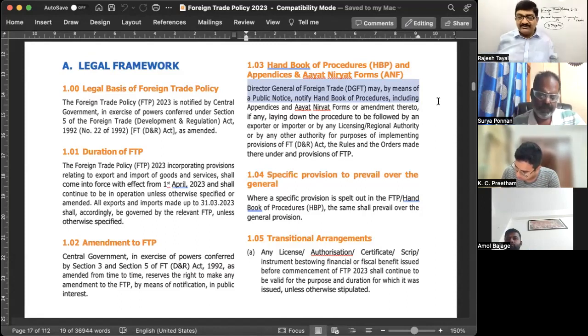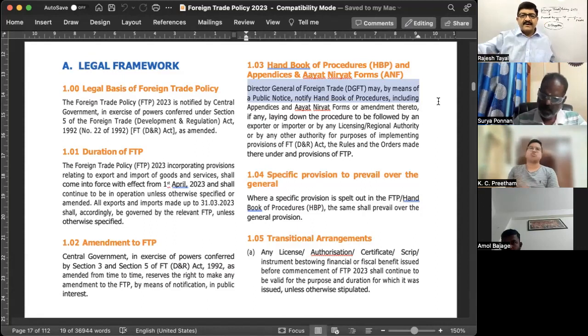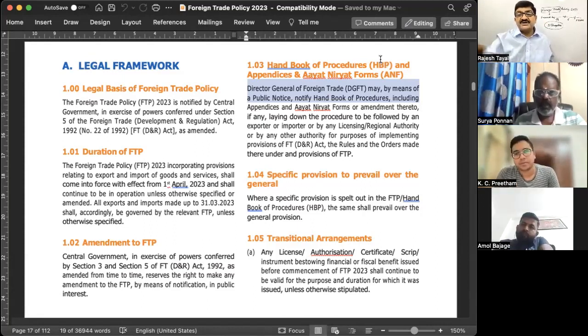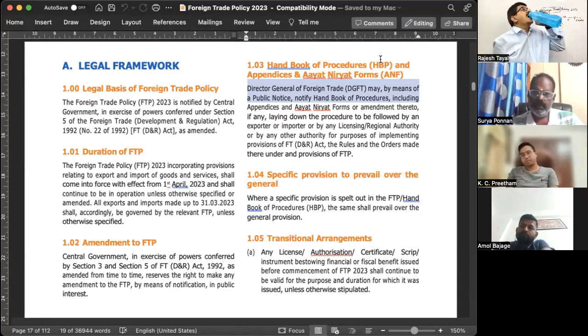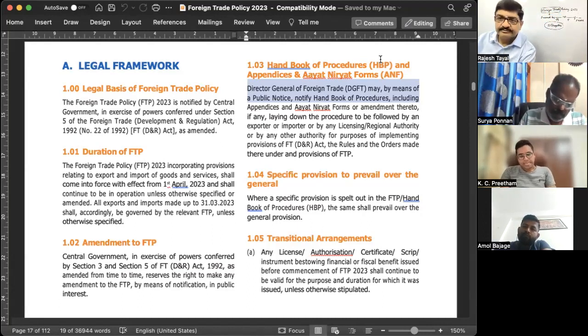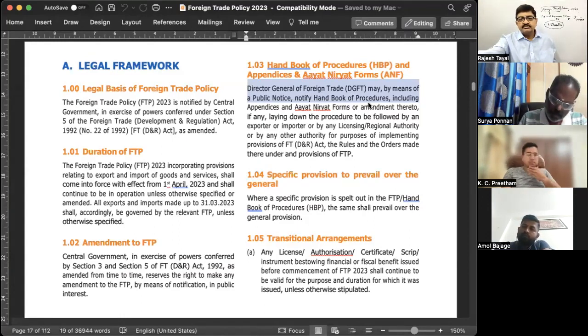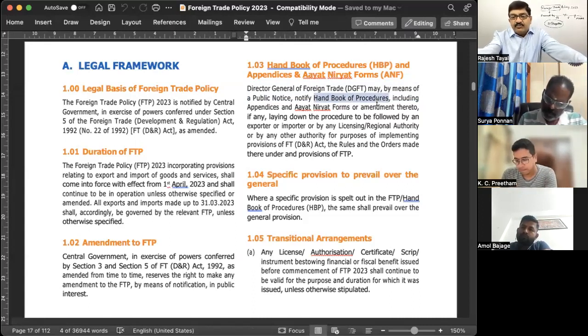So that there is no reason for confusion, that you are not writing by mistake. Policy is framed by central government and procedures are defined or determined or decided by DGFT. In the handbook of procedure, add this further, by DGFT in the handbook of procedures.